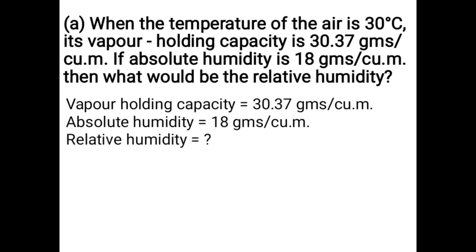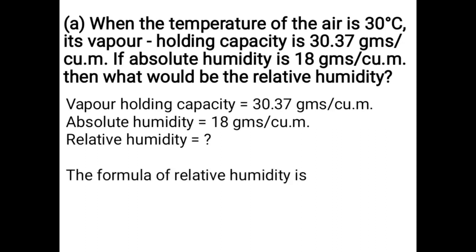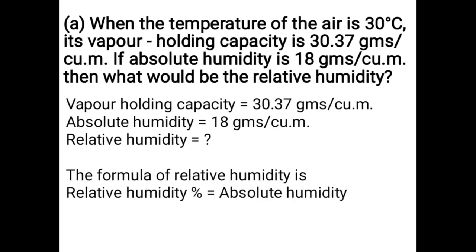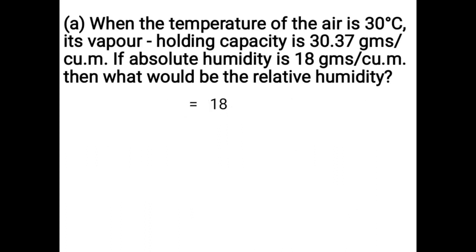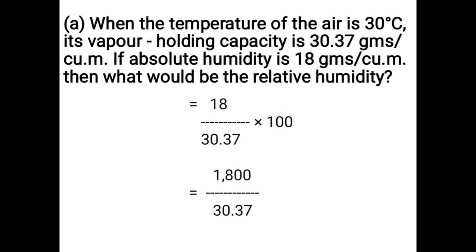To find relative humidity, you have to calculate the percentage, because the formula of relative humidity percent is equal to absolute humidity upon vapor holding capacity into 100, that is equal to 18 upon 30.37 into 100. First you have to multiply the numerator 18 into 100, that is equal to 1800 upon 30.37.